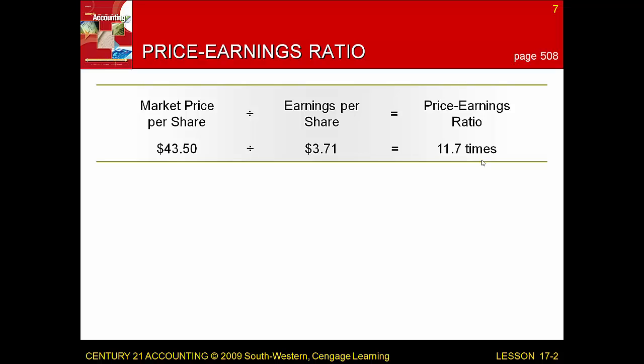So a single share of stock is selling for 11.7 times a single share's earnings. Prior year, when we took a look at it, we had an earnings per share of 2.57, and the market price per share of our stock was $24.50. So we can see that this year our business is doing much better because we increased from 9.5 to 11.7. And that indicates that the investors consider the stock more valuable and were willing to pay more for the stock per dollar earned by the corporation than in the prior year. Basically, good news for Hamilton.